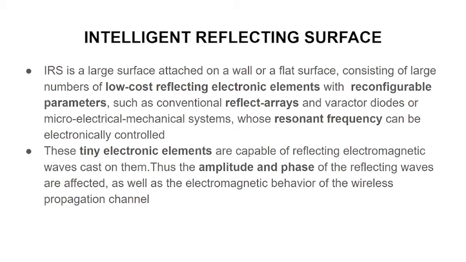Intelligent reflecting surface is a large surface attached on a wall or a flat surface, consisting of a large number of low-cost reflecting electronic elements with reconfigurable parameters, such as conventional reflect arrays, varactor diodes or microelectrical mechanical systems, whose resonant frequency can be electronically controlled.